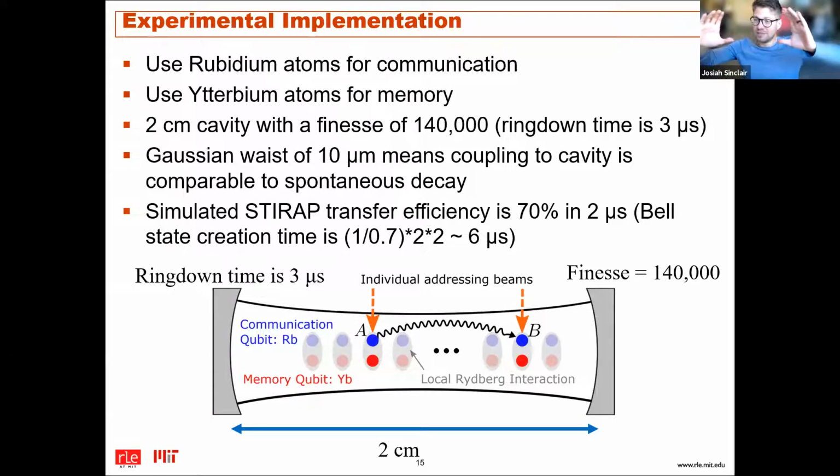Okay. The experiment is a 2-centimeter cavity and a tweezer array inside it, and a tweezer array allows us to load atoms in at least two-dimensional arbitrary configuration. Right, so purely technically difficult, but no fundamental issue with that.